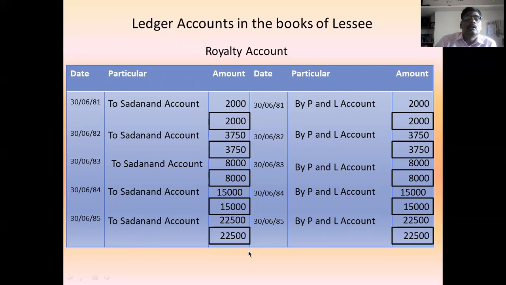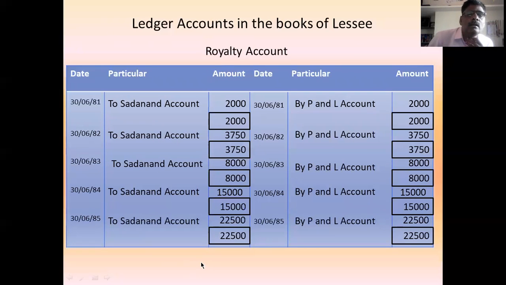22,500 total. Okay, you see this debit side: date, year and date you write every year. Then to Sadanand account. Debit side means lesser, always only one word. You remember only one word. And the amount is from the royalty column. All the amounts are from the royalty column. By P&L account is the second item. Regarding the royalty account, you remember only three things. One is debit side, lesser name. Credit side, P&L. Amount, royalty column. These three things you remember and prepare the account. Very simple.